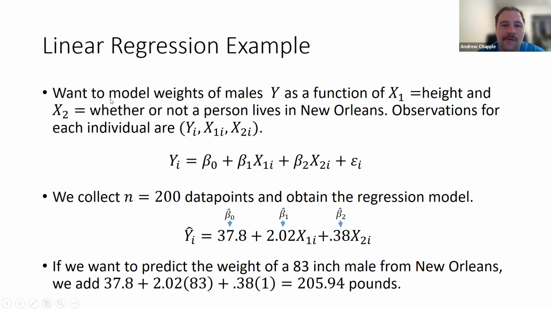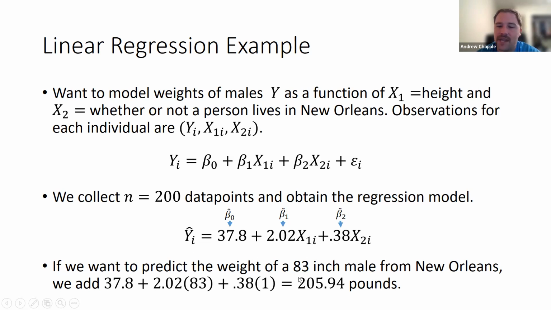So again, as an example, we want to predict the weights of males as a function of height and whether or not somebody lives in New Orleans. So each individual is yi, x1i, x2i. And this is our regression model here. This is what we assume: yi is equal to beta 0 plus beta 1 x1i plus beta 2 x2i plus epsilon i. And let's just say we go out and we collect a bunch of data points, and we get this predicted model here. We get beta 0 hat is 37.8, beta 1 hat is 202, and beta 2 hat is 0.38. So this is the New Orleans effect.